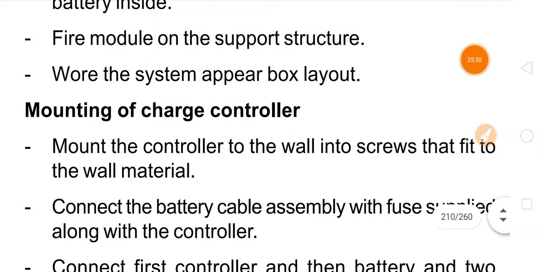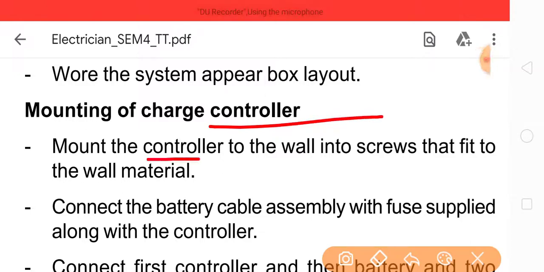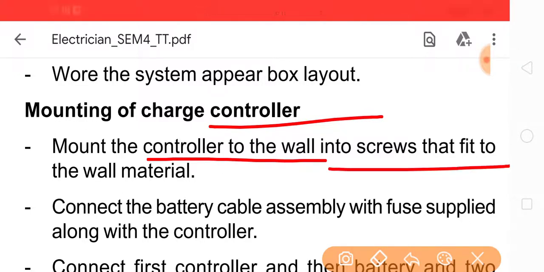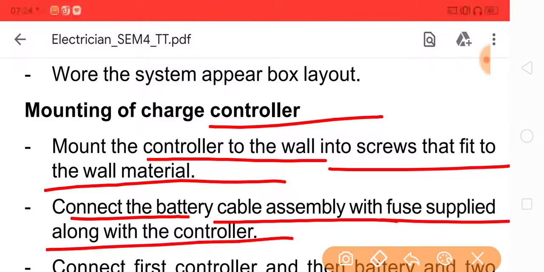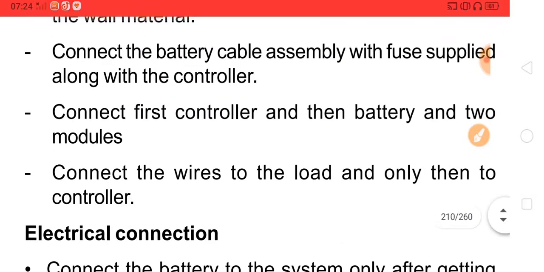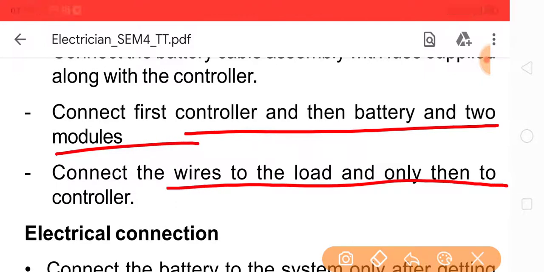Mounting of charge controller. Mount the controller to the wall with screws that fit the wall material. Connect the battery cable assembly with the fuse supplied along with the controller. Connect first the controller and then the battery and the modules. Connect the wire to the load and only then to the controller.